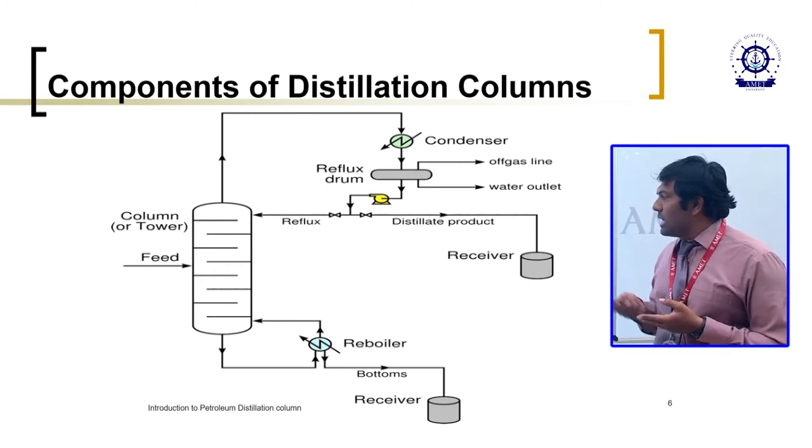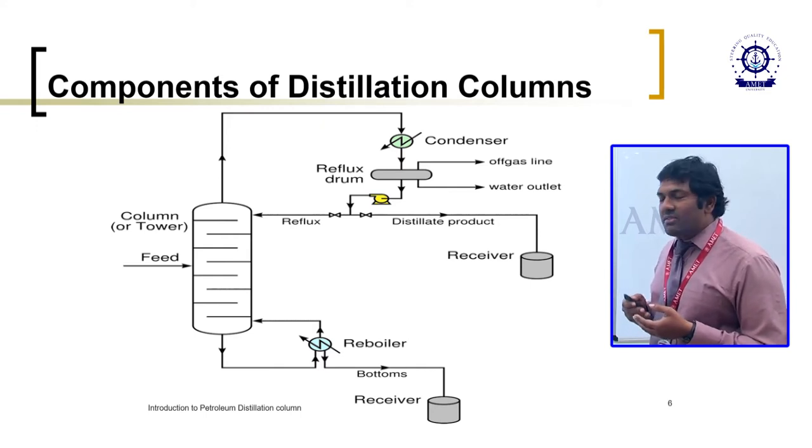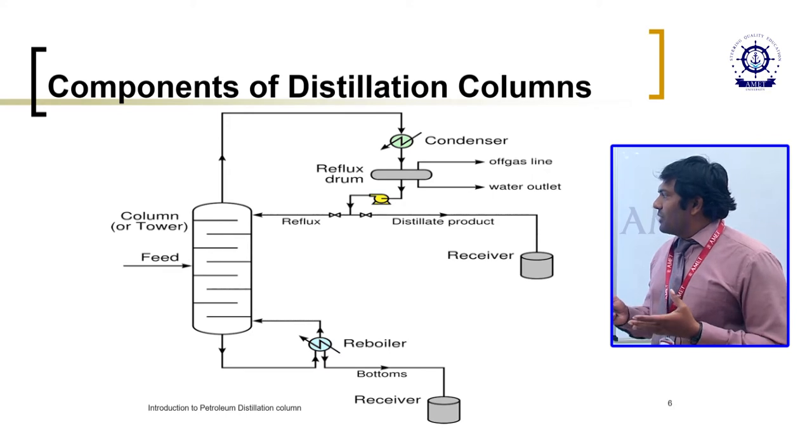Likewise, the reboiler is at the bottom of the column. The reboiler is there to increase the vaporization of the feed.